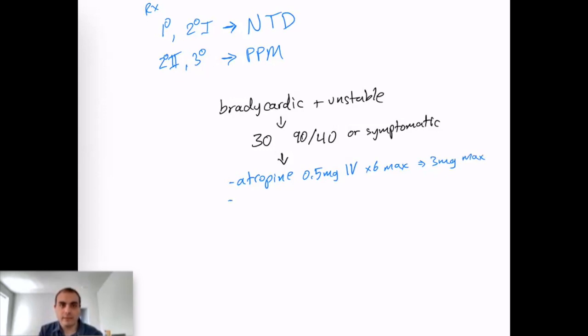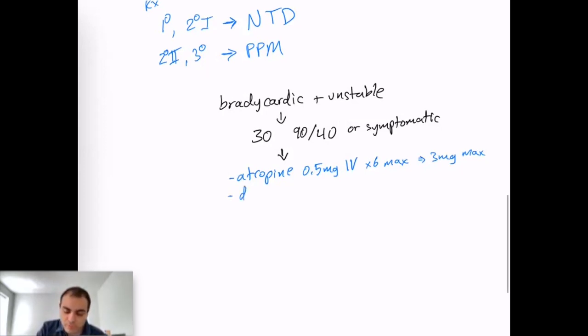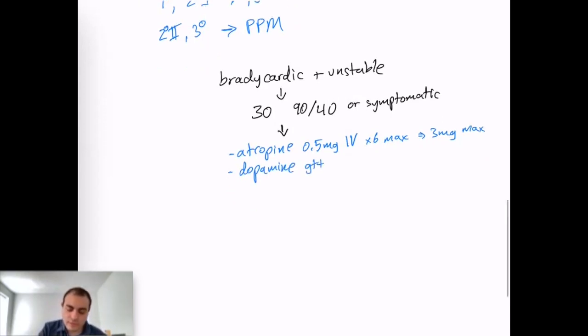What's the next? What else can you do? Another medication. Right. We kind of talked about it. You can do a dopamine drip. That will increase their heart rate, specifically post-carotid stenting, or you can do an epinephrine drip. Let's decide. What do you think?